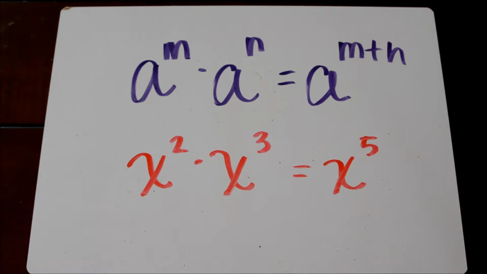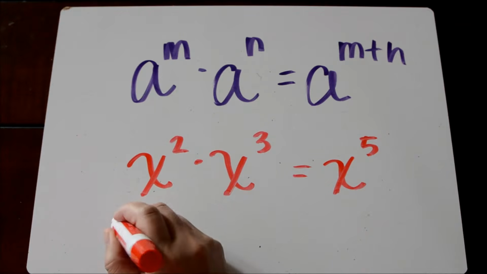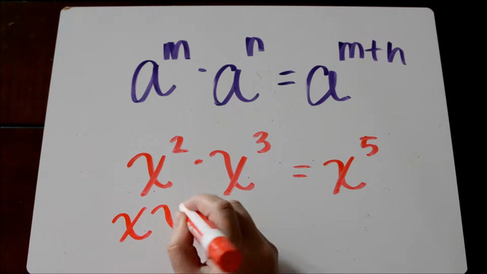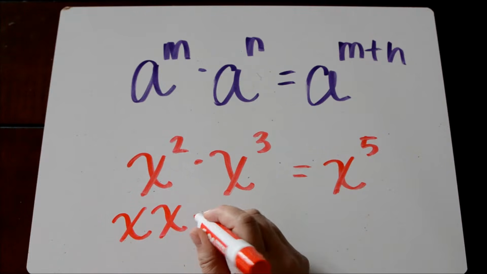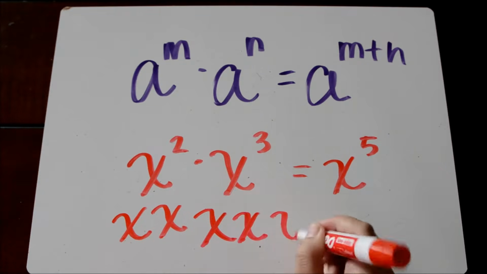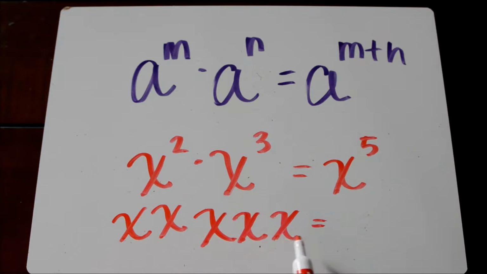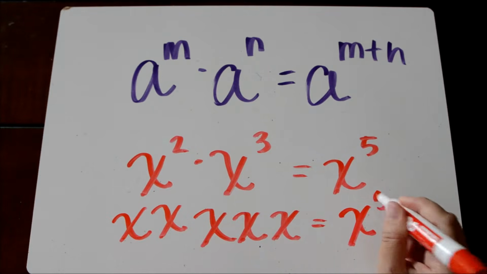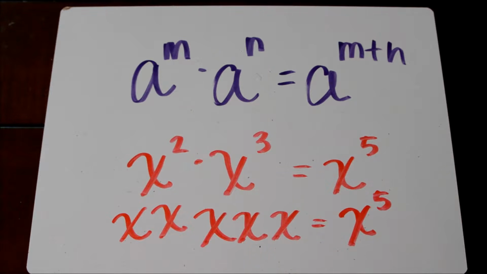Let's take a look at why this works the way it does. X squared is really x times x. X cubed is really x times x times x. So now we have x times itself 5 times, which is x to the fifth power. Let's take a look at another example.